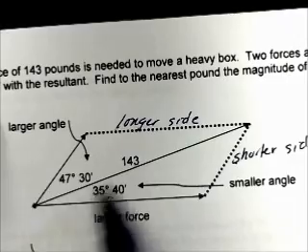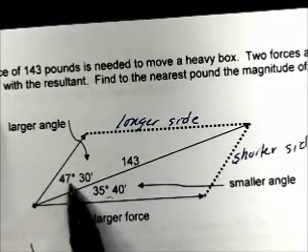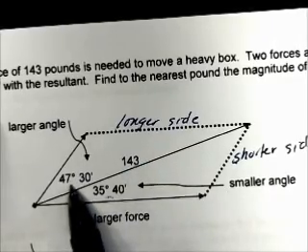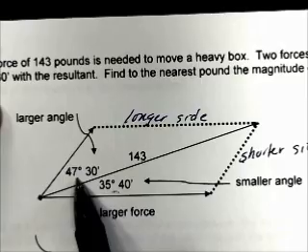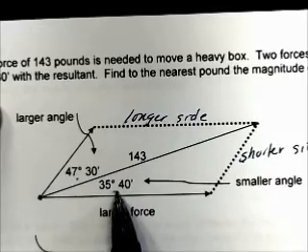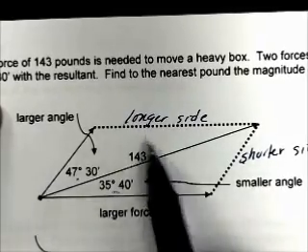And looking at this triangle, the longer side, the angle opposite that would have to be the larger angle. All right, so the larger angle needs to be placed here and the smaller angle here. Okay, now we're still working with the parallelogram.